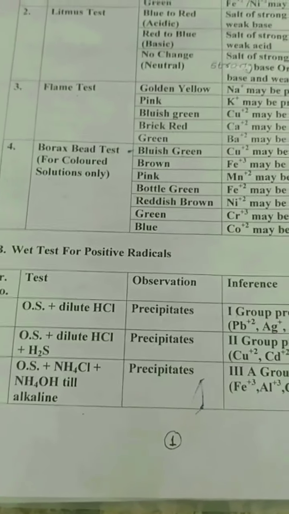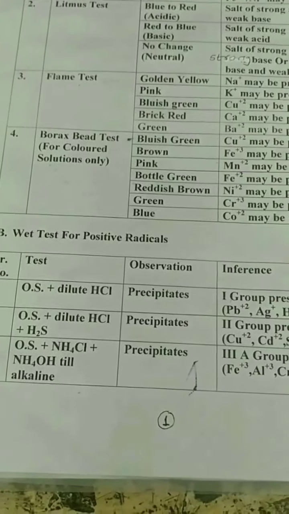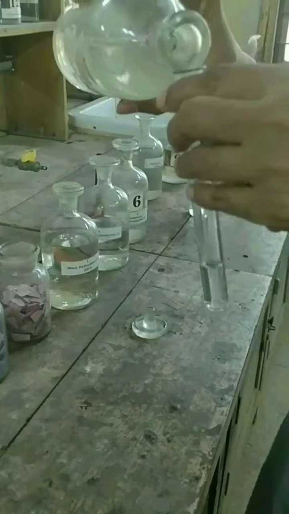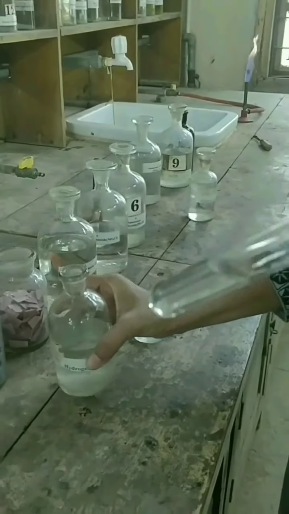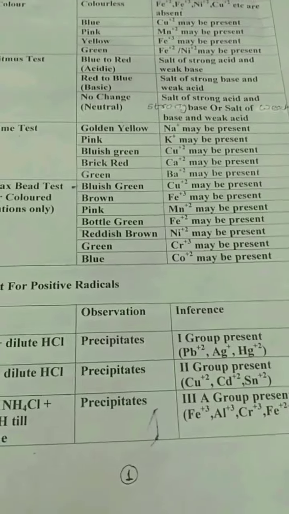Now we will proceed to second test. So in the same test tube we will add H2S water. You can see there are no precipitates. So in the observation you will write no precipitates, second group absent.